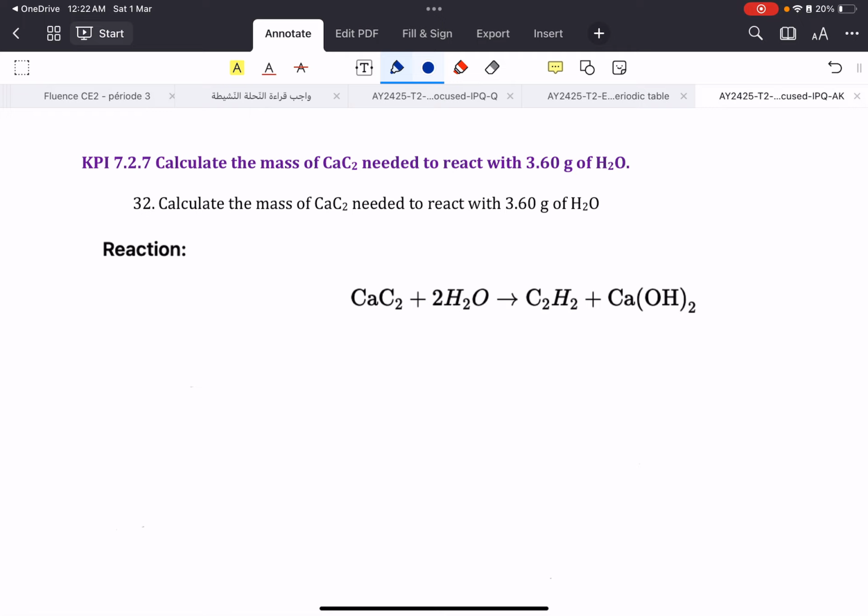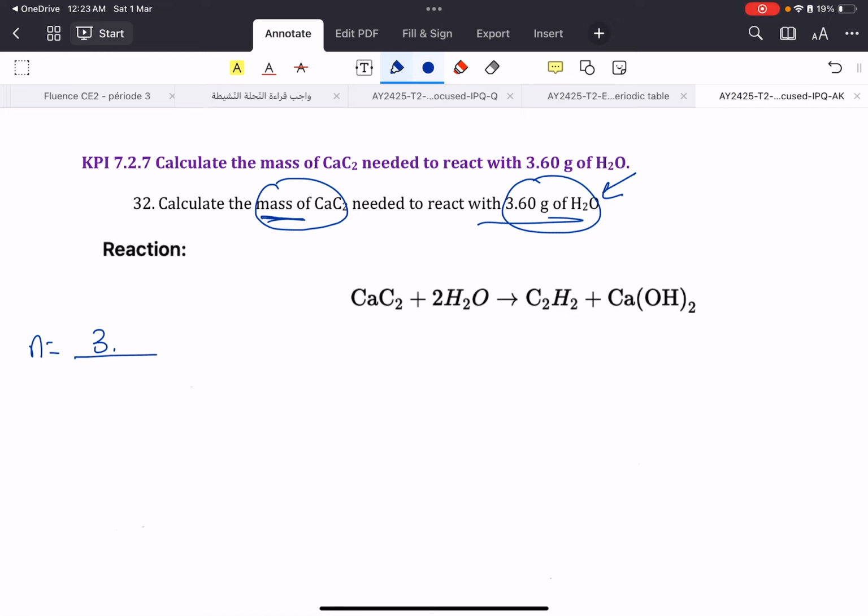Calculate the mass of CaC2 needed to react with 3.6 grams of H2O. Be careful with these questions. This is mass to mass. If you remember the map that I gave you in class, whenever I have a mass, I always have to divide it by the molar mass. And if I want to find a mass, I have to multiply. So let's first convert the given mass into given mole.